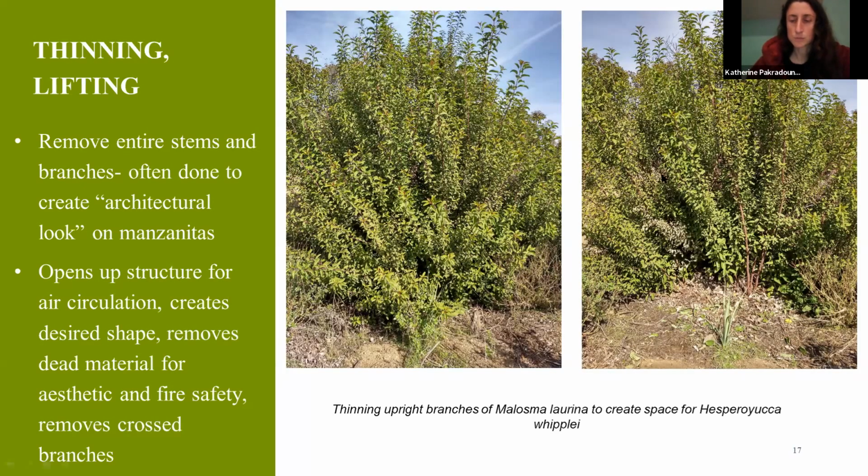But this one, we wanted to plant a yucca nearby. And so to make space for that, they pruned the lower branches and kind of created this opening so that the yucca could be planted. The other thing that sometimes is done is lower branches are removed and it's just left almost like a tree on top. So just the foliage is on top. That's for lifting for fire clearance. That's something that's frequently done.